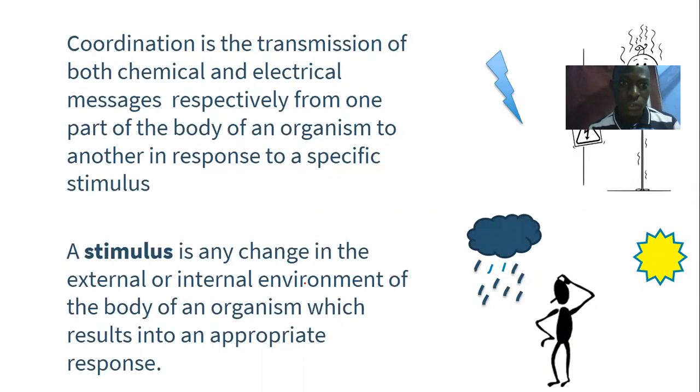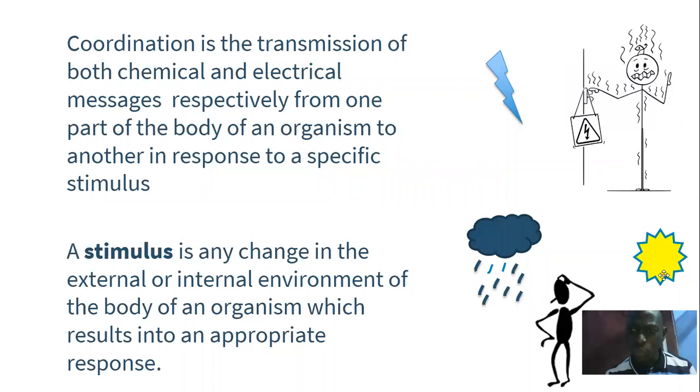Now, basically with coordination, we are looking at the transmission of both chemical and electrical messages, respectively, from one body part to the other in response to a specific stimulus. Now, that stimulus is like a change, any change. It could be external, it could be internal. But here you can see that I was trying to visualize external changes. For example, you can see this guy here. Rain could come and then becomes cold. So you begin shivering. So such changes, or it's too hot, or you've been electrocuted. So there's so many stimuli.